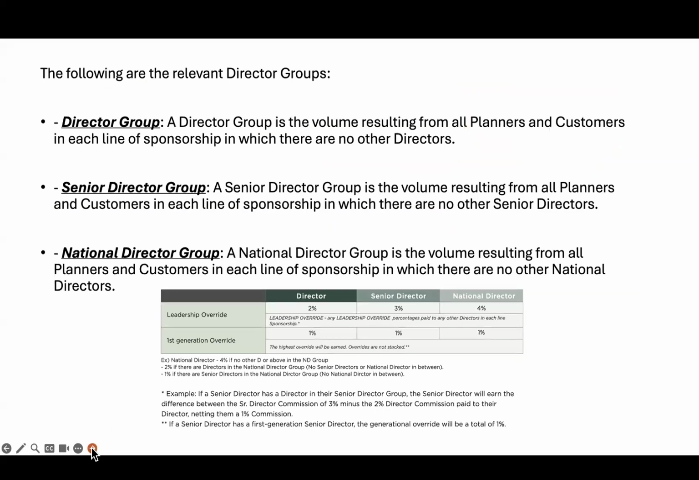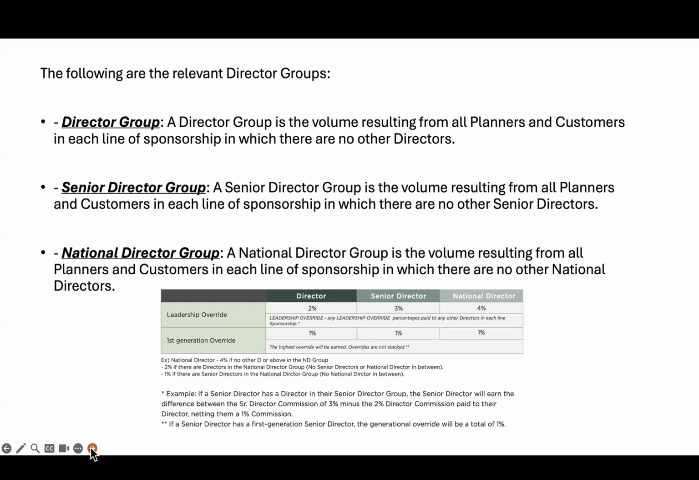Now, the following are the relevant director groups: director group, senior director group, national director group. So this is pretty much like an open line, like how I had said. A director group is a leg where there are no other directors. Senior director group is a leg where there's no equivalent senior director. National director group means you're the open line. There is no other national director in that leg but you. Okay, so these are the overrides.